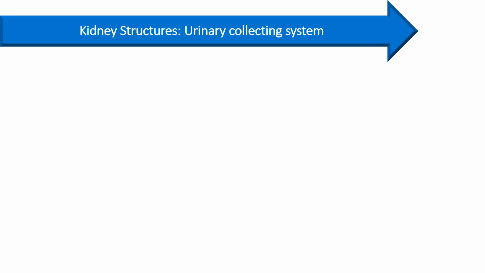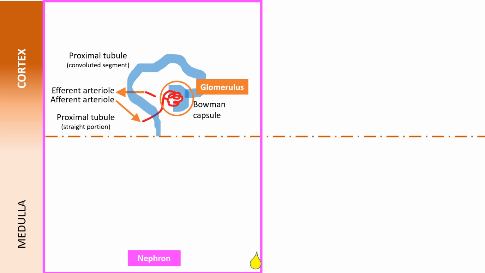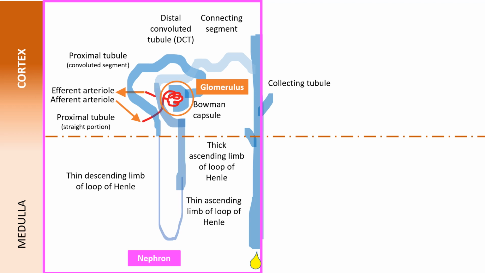Moving on to the urinary collecting system. We've discussed blood flow and regulation of blood flow and glomerular filtration. Now we switch to the urinary collecting system. After the plasma is filtered at the glomerulus, the filtrate is drained into the Bowman capsule, which then drains into the proximal tubule, thin descending limb, thin ascending limb, and thick ascending limb of the loop of Henle, distal convoluted tubule, connecting segment, collecting tubule, then larger collecting ducts. Each of these tubular segments have their own specialized functions, as we will learn later in the course.